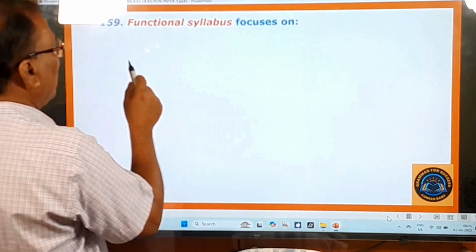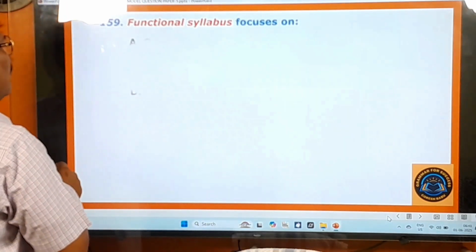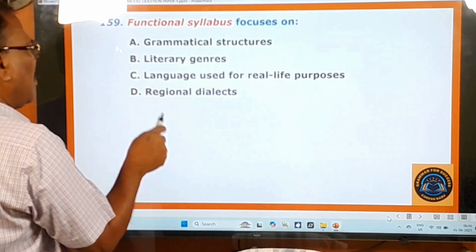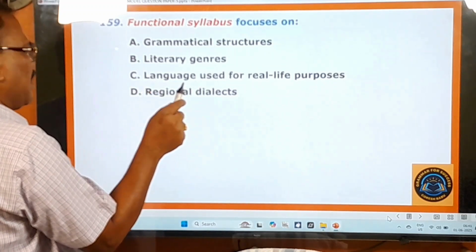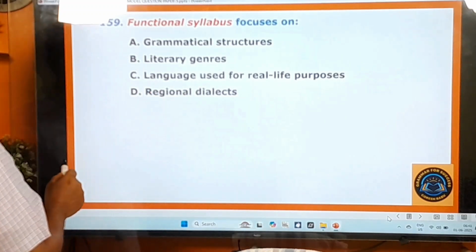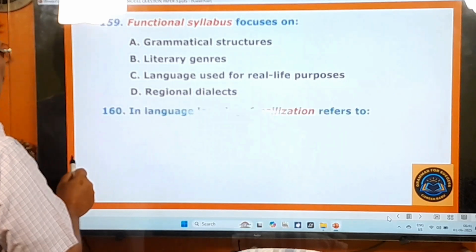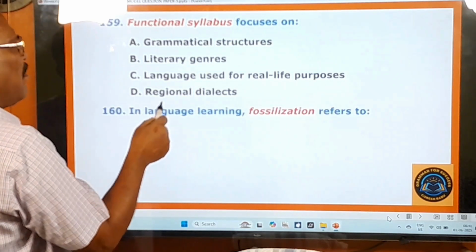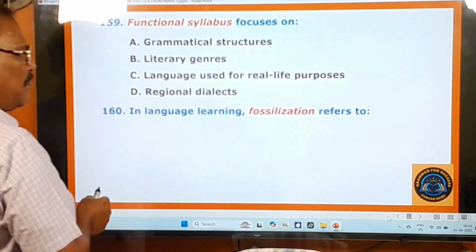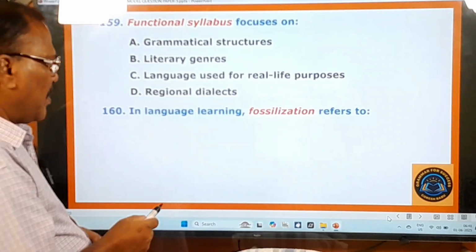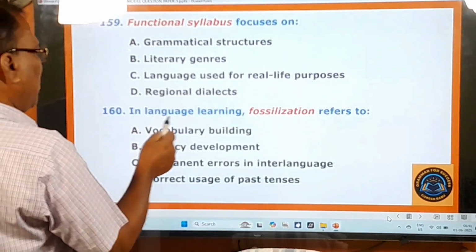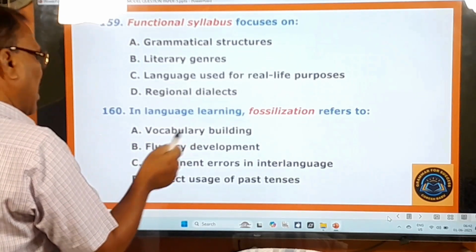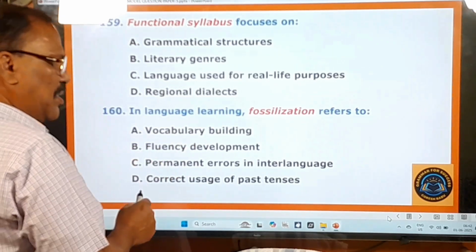159th question, functional syllabus focuses on grammatical structures, literary genres, language used for real life purposes, regional dialects. And the last question of this part is 160th question. In language learning, fossilization refers to what? Vocabulary building, fluency development, permanent errors in interlanguage, correct usage of past tenses.